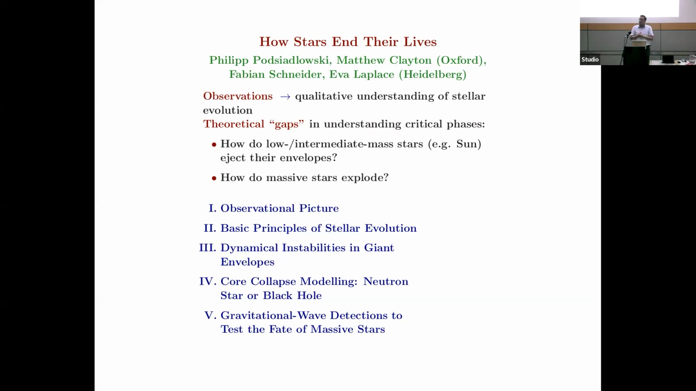Observations give us a qualitative understanding of what happens at the end of the evolution of stars, but there are still major theoretical gaps. And two particular questions I want to address in my talk is not just massive stars, but also low and intermediate mass stars. How do they actually eject their envelopes and become white dwarfs? And this is something that actually applies to stars like the sun.